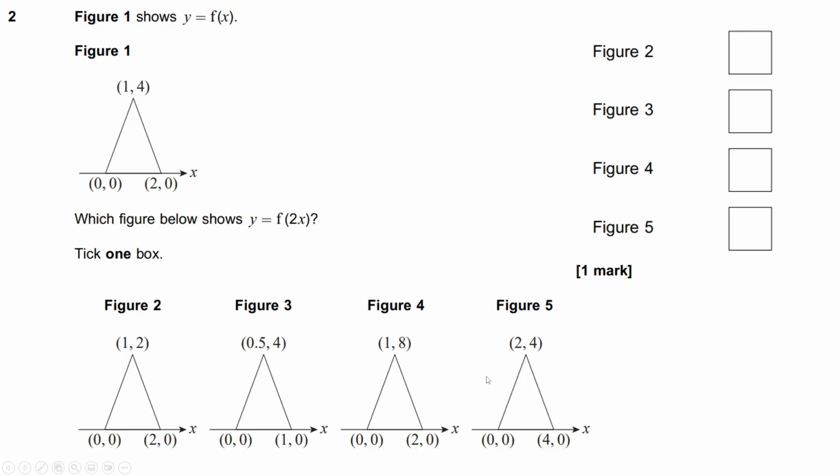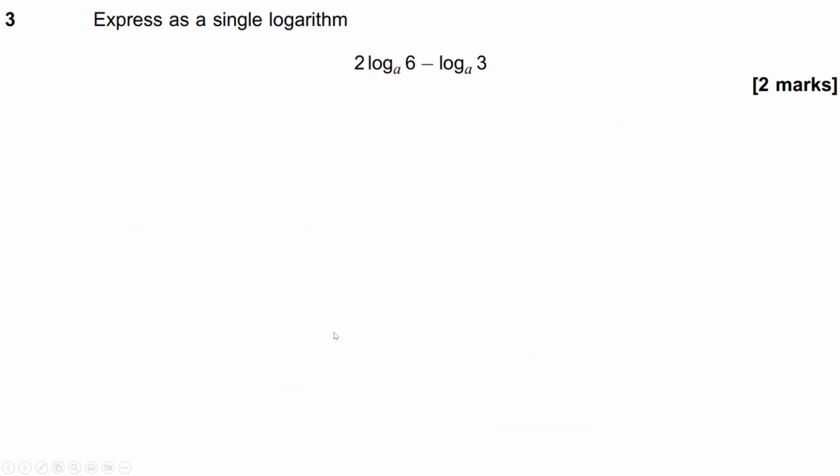So we've got these four figures. Oh, and this one actually. Figure 1 shows y equals f of x, which figure shows y equals f of 2x. So f of 2x, if it's inside and it's a 2, it's going to be squishing it in by factor 2. So if we look at these ones here, none of them squish them in factor 2 apparently, except for this one. So it just must be figure 3.